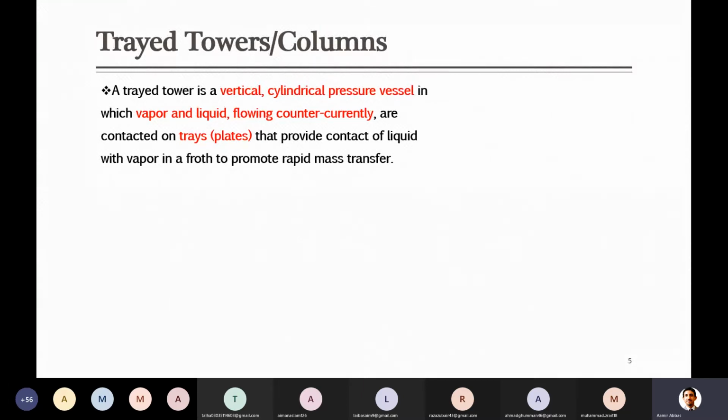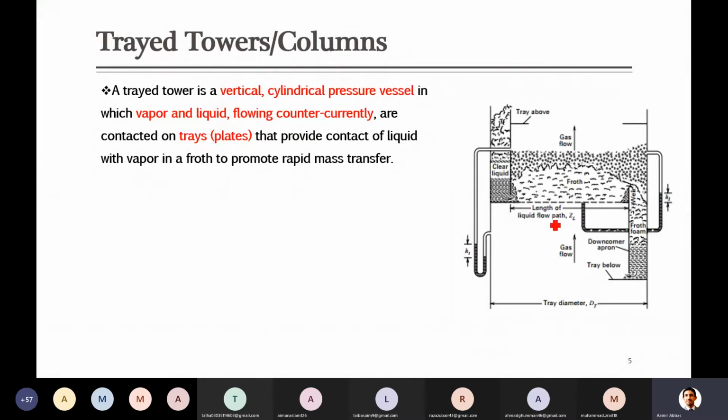On the surface of those trays, there is contact between the liquid and vapor, and they are moving counter-currently. Gas enters from the bottom of the column, and liquid enters from the top of the column, and they come in contact with each other. In such a case, this contact occurs on the surface of the tray or the plate.